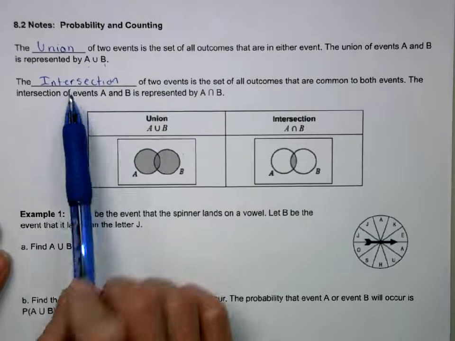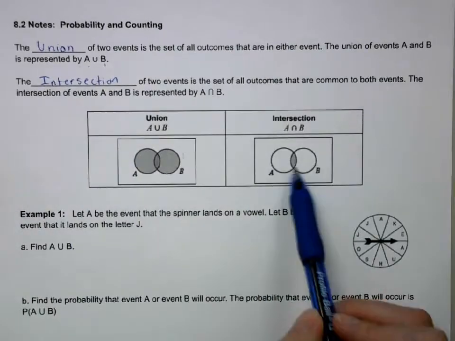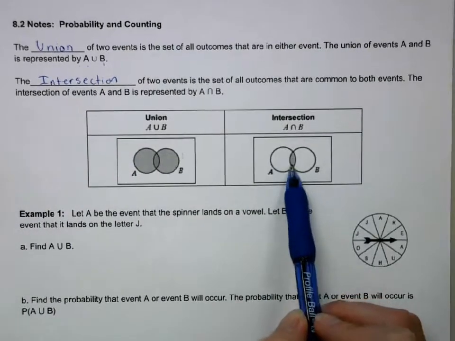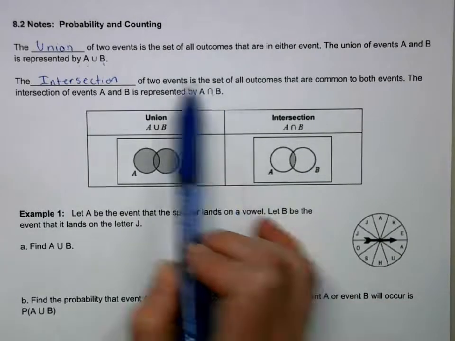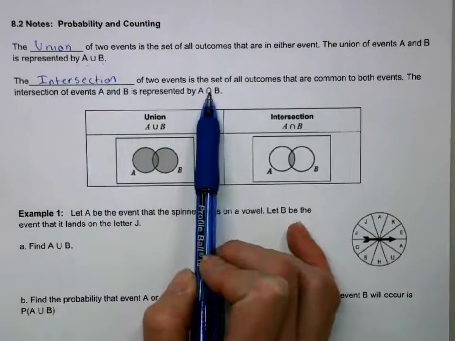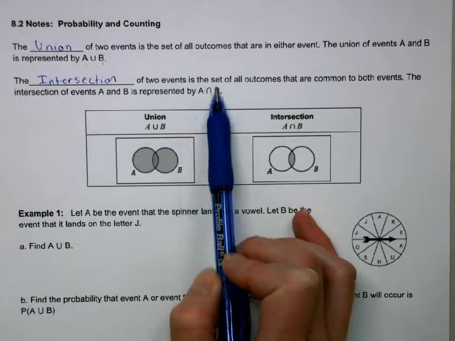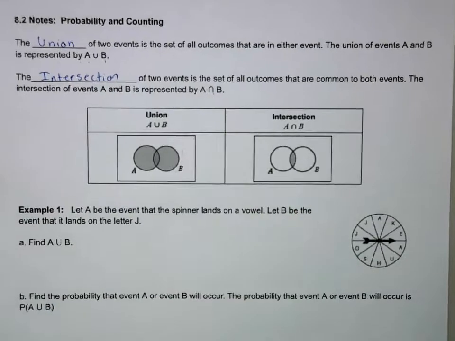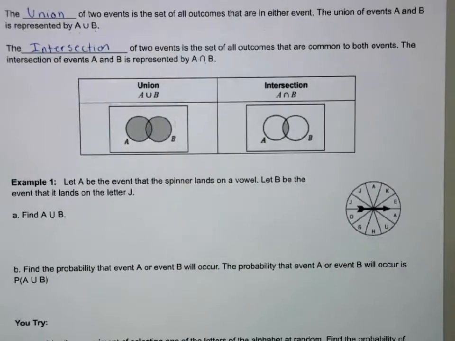The intersection is the one that's common to both. So in a Venn diagram, it's just going to be the overlap. That one's symbol is an upside down version of this. So union kind of looks like a U, intersection is that symbol there. Okay, so let's use an actual example here.